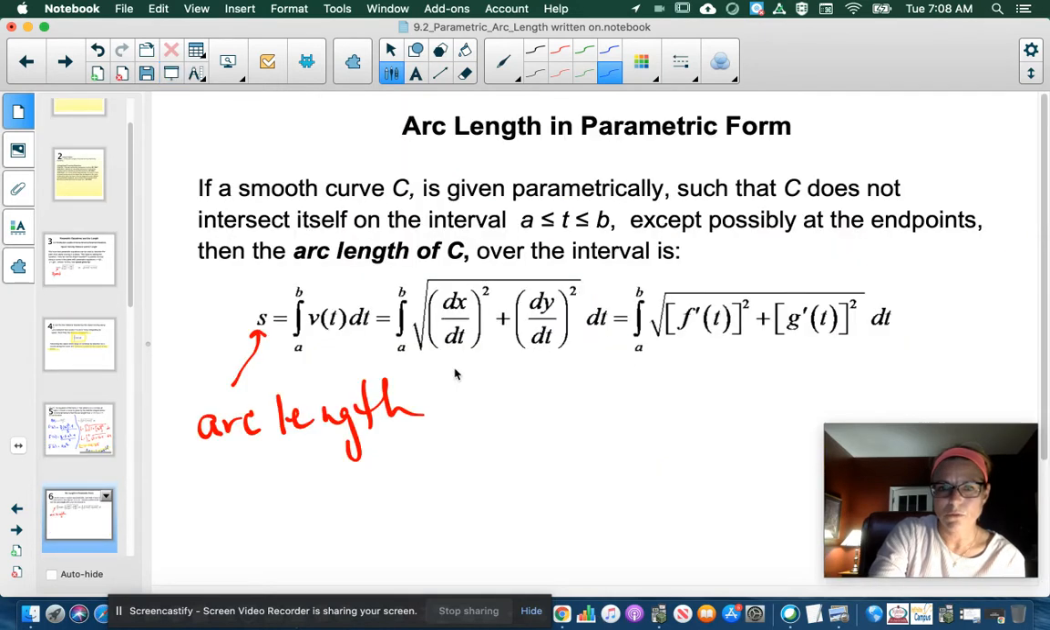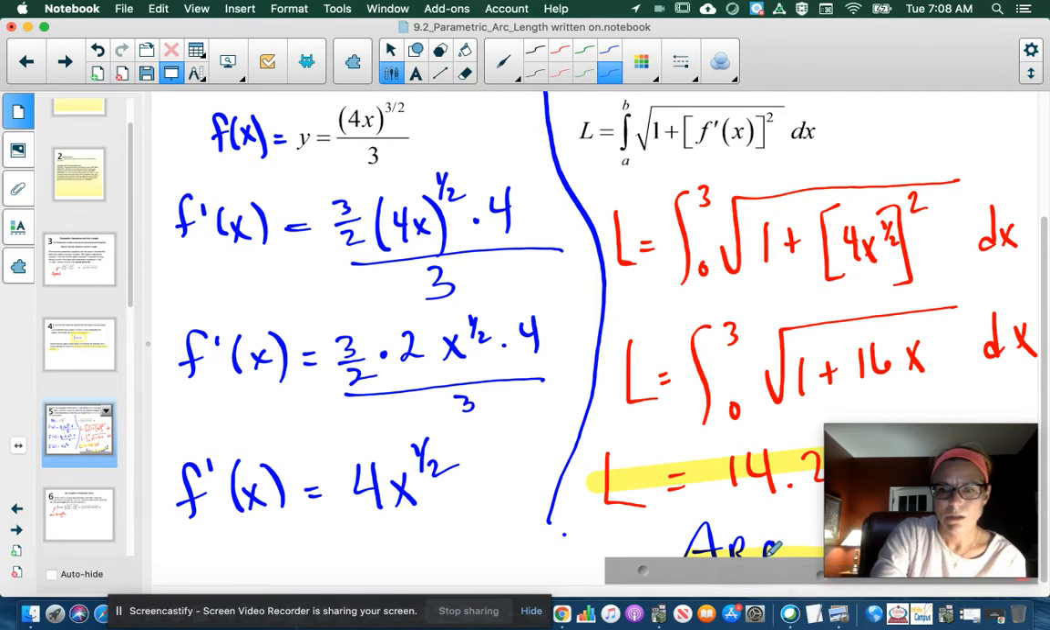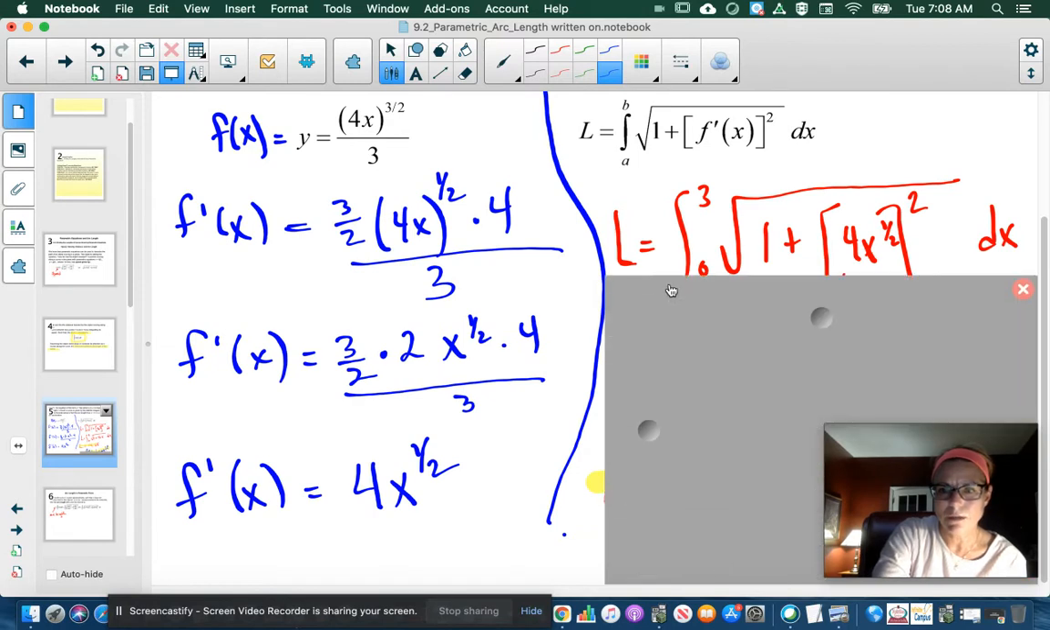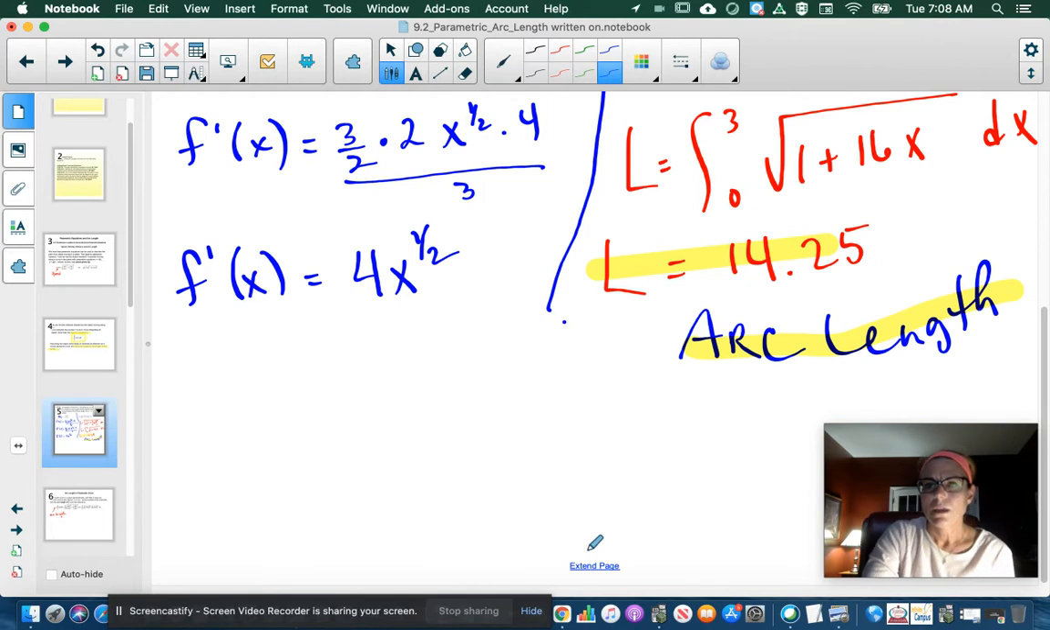Let me go forward a minute and then come back. There we go. And I plugged that into my calculator and got 14.25. That is the arc length.